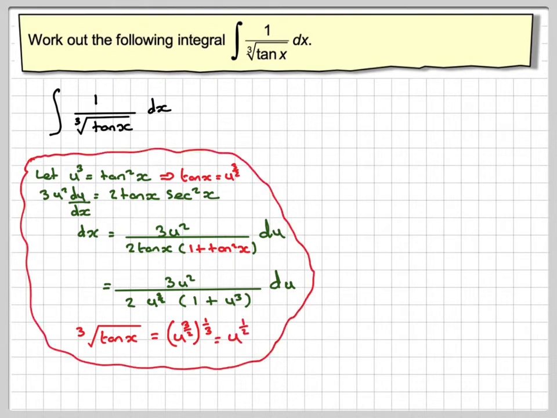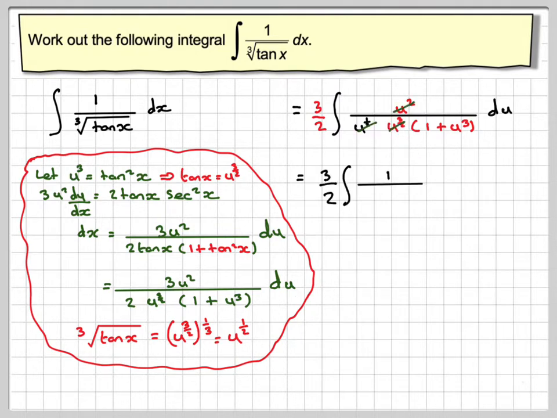Right, we're now ready to do our substitution. So that's going to be equal to 3 over 2. We'll take the 3 over 2 out. We've got to have a u squared in the numerator. We've got the cube root of tan x, which is u to the half. And then we'll need to substitute all this in here. So we've got u to the 3 over 2, 1 plus u cubed du. Now, it just so happens that u to the half times u to the 3 over 2 gives you u squared. So these things here will cancel out. And we just get left with 3 over 2 times the integral of 1 over 1 plus u cubed.